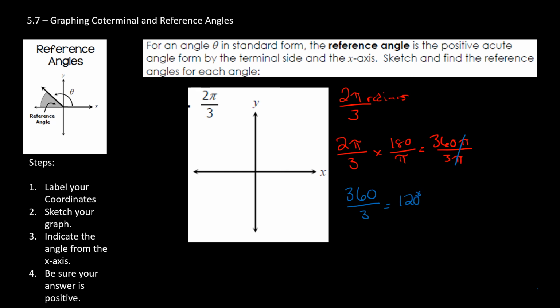And so when we graph that, we know that here we have 90, here we have 180, so our 120 has to fall about here. This would be 120. Well, we want our reference angle, which is this guy here. To get that reference angle, we would take the 180 minus the 120. So we'd say 180 minus the 120 is equal to 60 degrees. So this guy is 60. So our reference angle is 60.